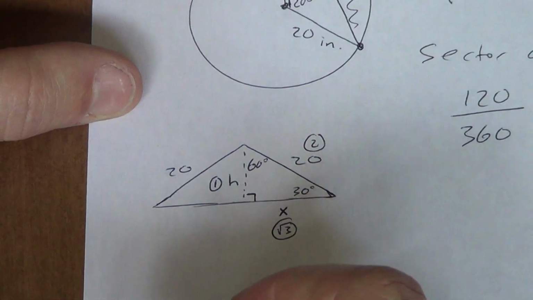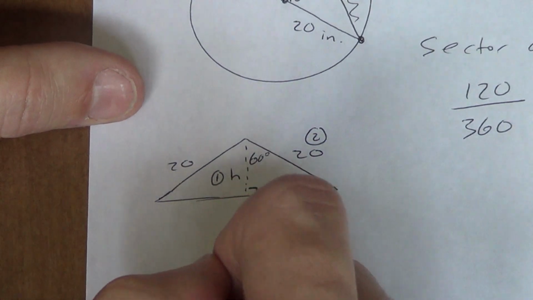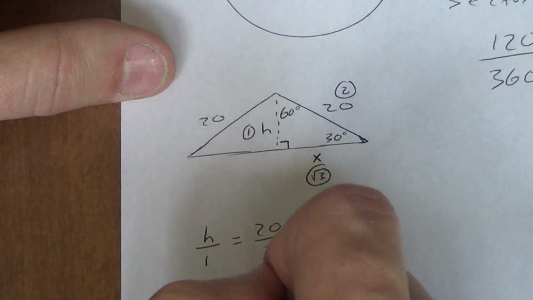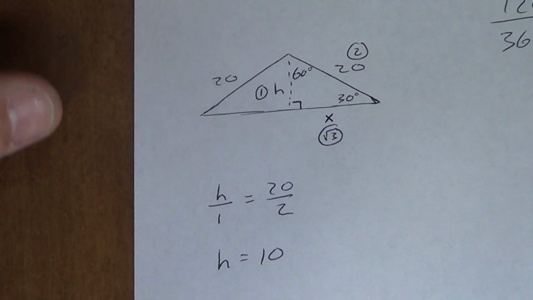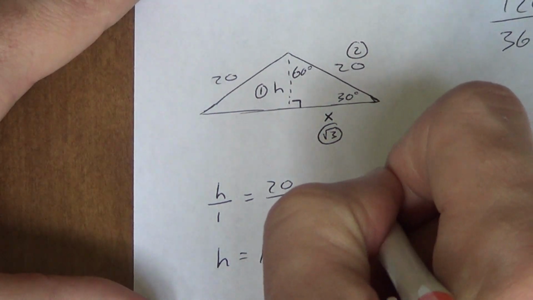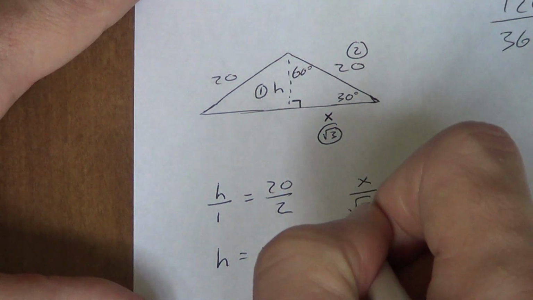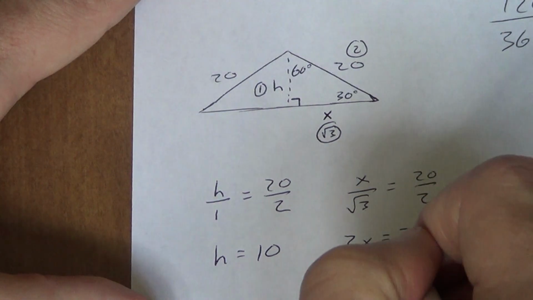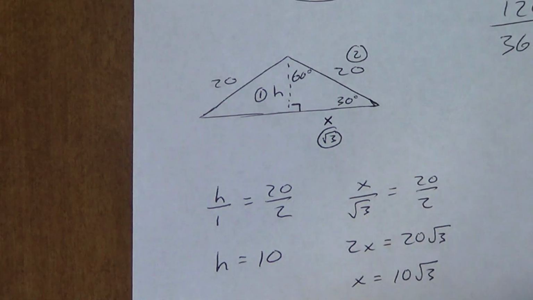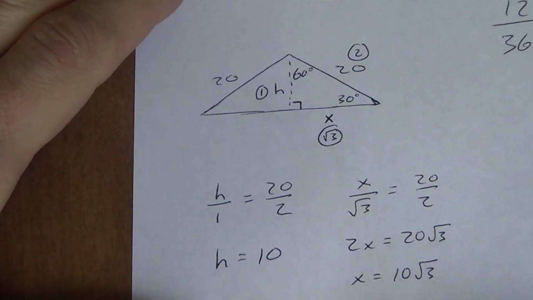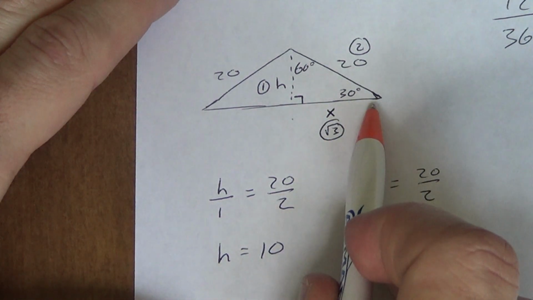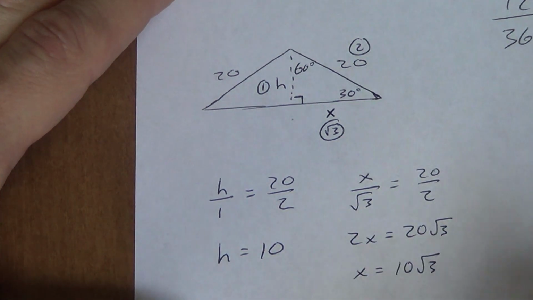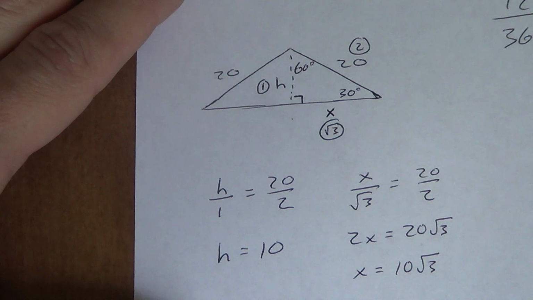Okay, let's solve for H. That's pretty easy. H over 1 equals 20 over 2. It's already over 1, so H equals 10. Okay, let's solve for X. X over root 3 equals 20 over 2. Cross multiplying, 2x equals 20 root 3. X equals 10 root 3. Now X only goes from here to here, so the whole base is actually double that, which takes us right back to 20 root 3. So my base is 20 root 3, my height is 10.